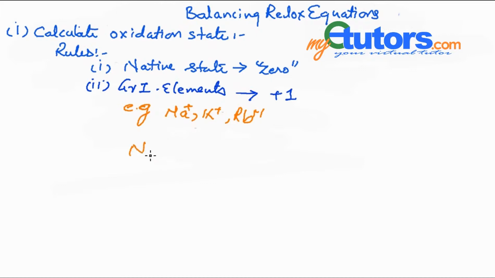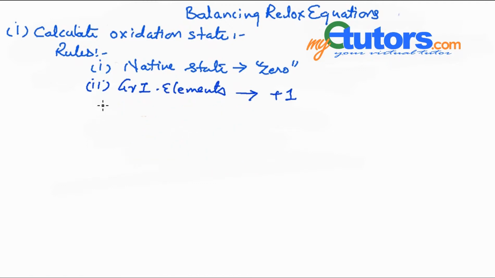The compound state means when an element of group 1 is bonded to some other elements. For example, in sodium hydroxide, sodium is bonded to hydrogen and oxygen. So oxidation state of sodium would be +1 in sodium hydroxide. Similarly, in potassium sulfate, the oxidation state of potassium would be +1.